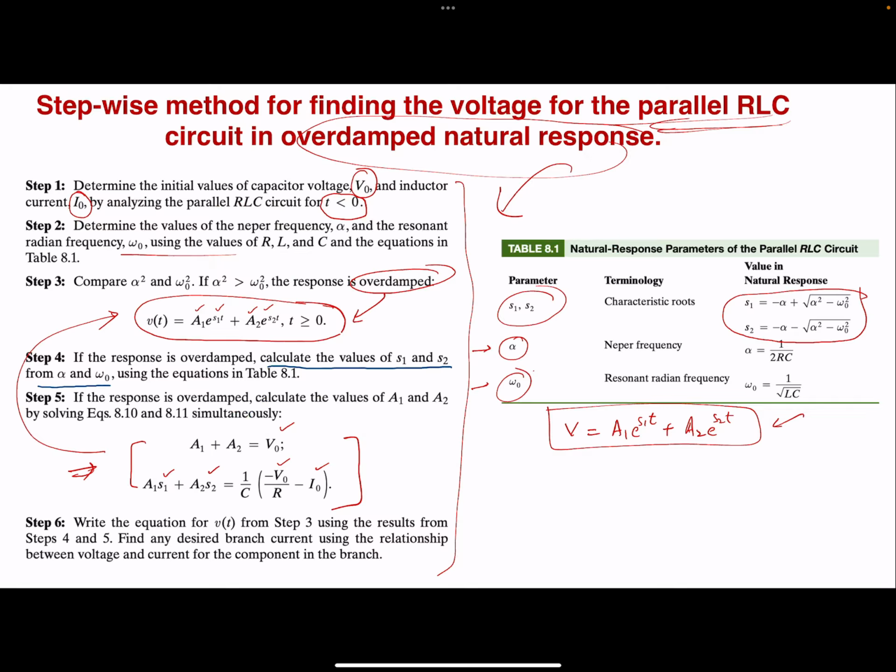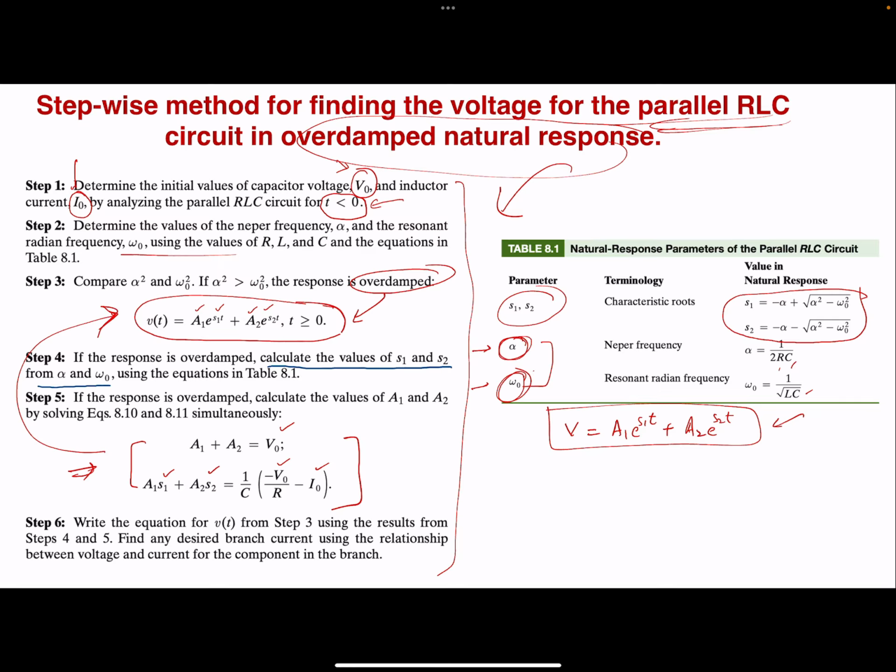Solve the circuit for t less than 0 and find the values of the initial capacitor voltage and initial inductor current, V naught and I naught, if they are not given in the question. Once you have found these, you have to solve for alpha and omega naught. For that, all you need are the values of the resistor, capacitor, and inductor, right? Once you find alpha and omega naught, you prove which response it is. Since we are talking about overdamped, alpha squared must be greater than omega naught squared, and this inequality should be valid.